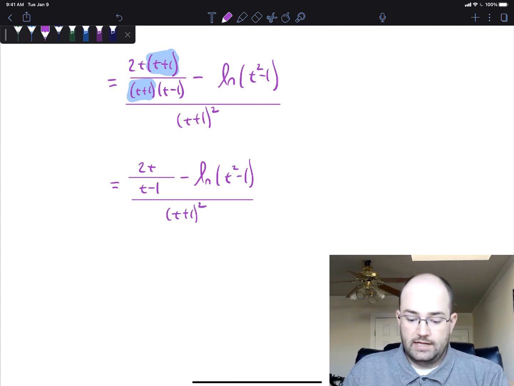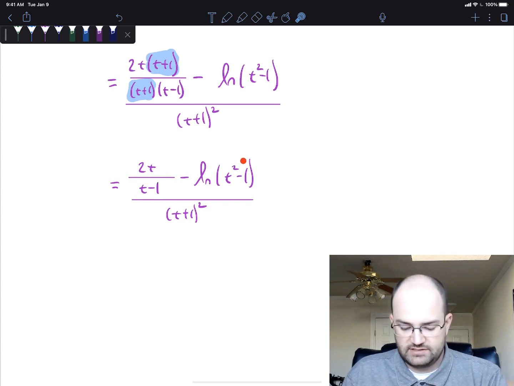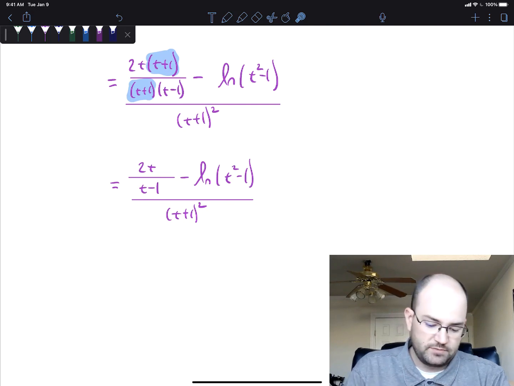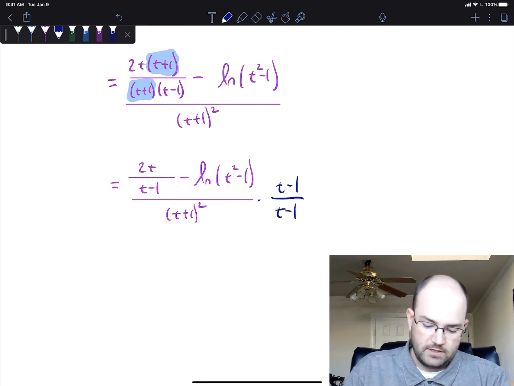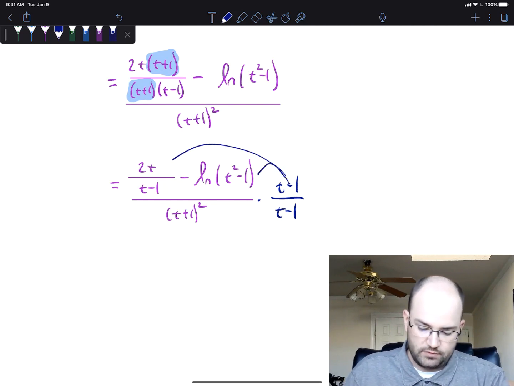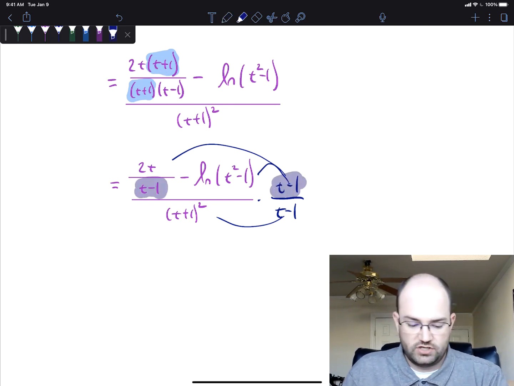Awesome. And now we want to make sure that we look and see that this is a complex fraction. Looking at each term individually in here: 2t over t minus 1, the natural log of t squared minus 1, and t plus 1 squared. The only one that has a denominator is t minus 1. So that denominator is what I'm going to multiply by in both the numerator and denominator to cancel that, or in other words, to get rid of any complex fractions. Notice that t minus 1 distributes to both terms in the numerator and also to the denominator. But the great thing is that this t minus 1 and this t minus 1 will cancel each other.